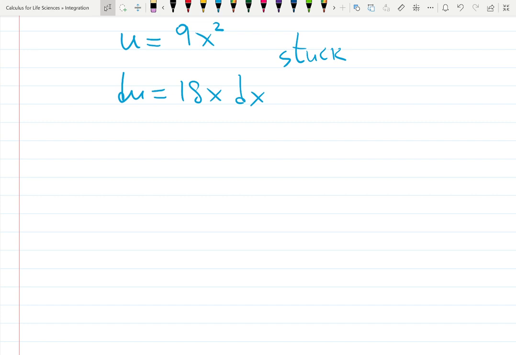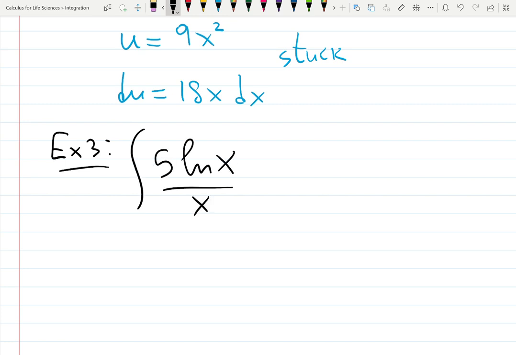So how about this one? Okay, now I will start asking you, what do you want to choose to be your u? Third example. Integral of 5 ln x over x dx. Boom. What do you think here?